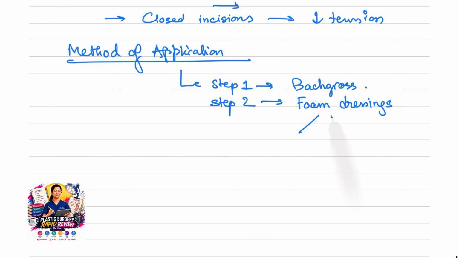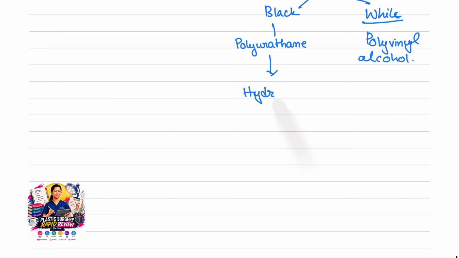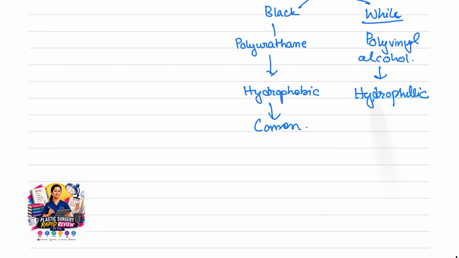So we have two types of foam dressing, the black foam, which is polyurethane, and the white foam, which is polyvinyl alcohol made. The black foam is hydrophobic and the white foam is hydrophilic. So the hydrophobic foam promotes granulation tissue and is most commonly used, and hydrophilic white foam is generally used near vessels, nerves or delicate structures, and it is less adherent.